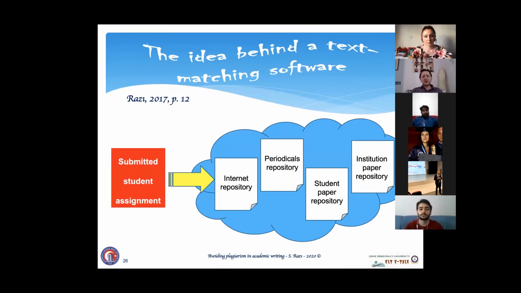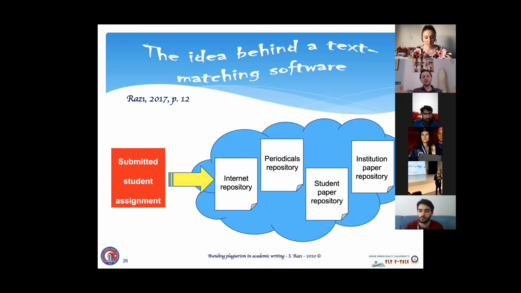What do we mean by a similarity report? What happens in a text matching software similarity report? Let's try to understand this. For example, if you are talking about Turnitin, there are four repositories. One is the internet repository, and secondly the periodicals repository. These are the journals, academic journals. And thirdly, the student paper repository. It refers to all student papers, global papers all over the world, millions of papers. And fourthly, there is an institutional repository.